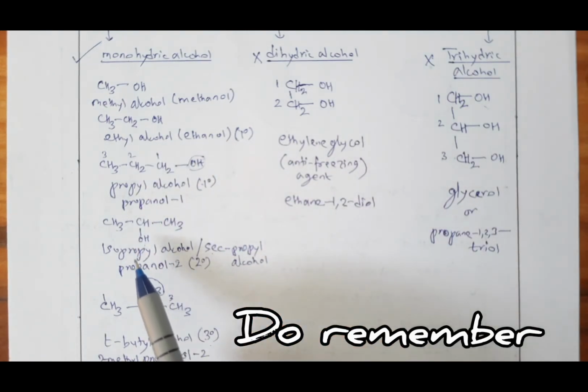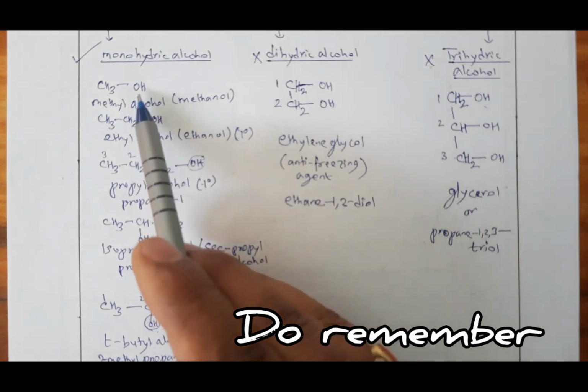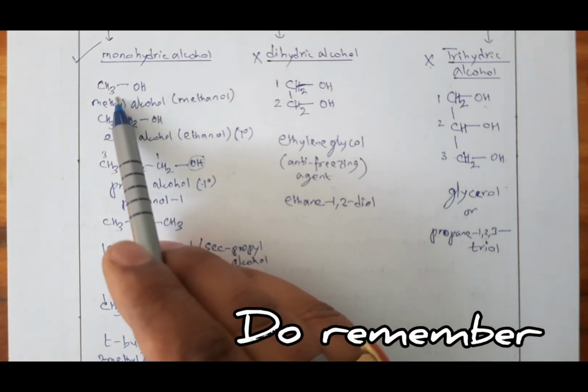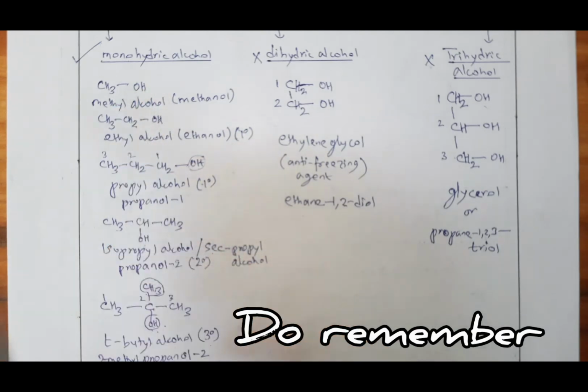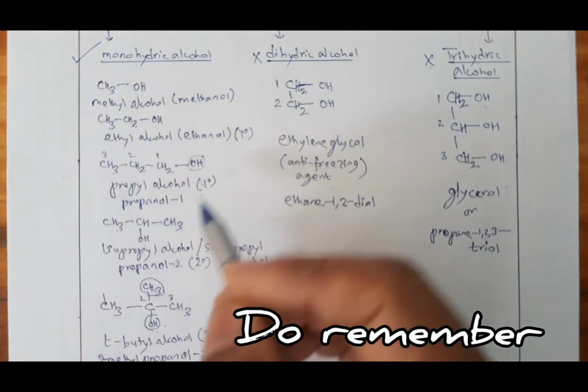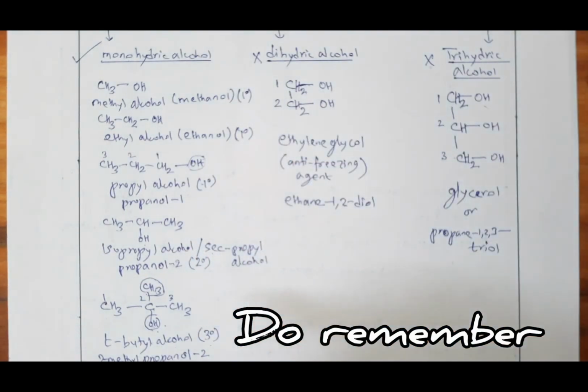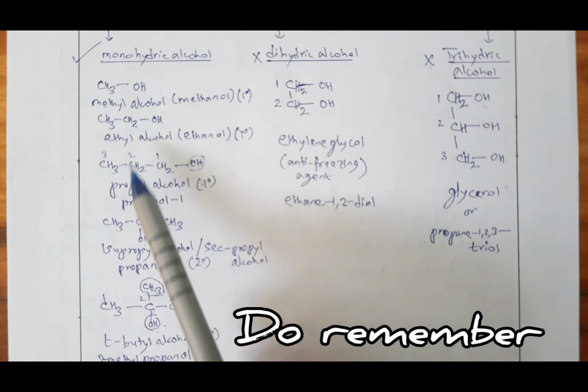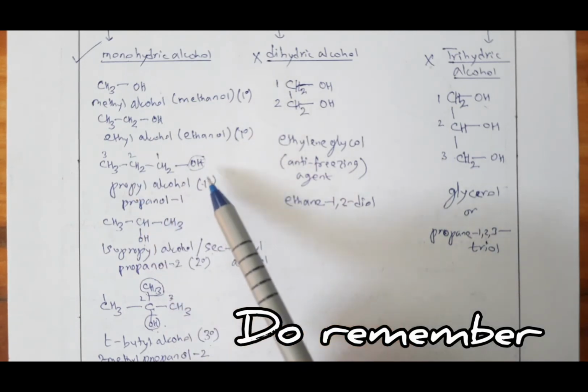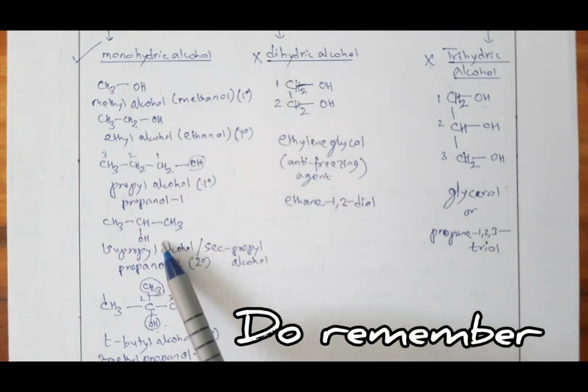An example of secondary alcohol is sec-propyl alcohol or isopropyl alcohol, propanol 2, and an example of tertiary alcohol is T-butyl alcohol, T stands for tertiary. But if you see out here in methyl alcohol, OH is neither linked with C, nor with CH, nor with CH2, but it is linked with CH3, yet we consider it under primary alcohol, students. So from today, do remember, methyl alcohol, ethyl alcohol, propyl alcohol are referred to as 1 degree alcohol. Isopropyl alcohol, sec-propyl alcohol is referred to as 2 degree alcohol, and T-butyl alcohol is referred to as tertiary butyl alcohol.